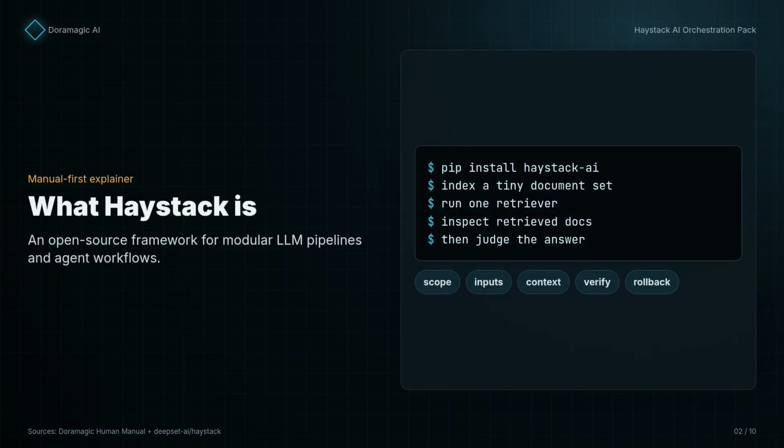The useful mental model is explicit orchestration. Documents go in, components transform or retrieve context, generators produce output, and every step should remain inspectable.